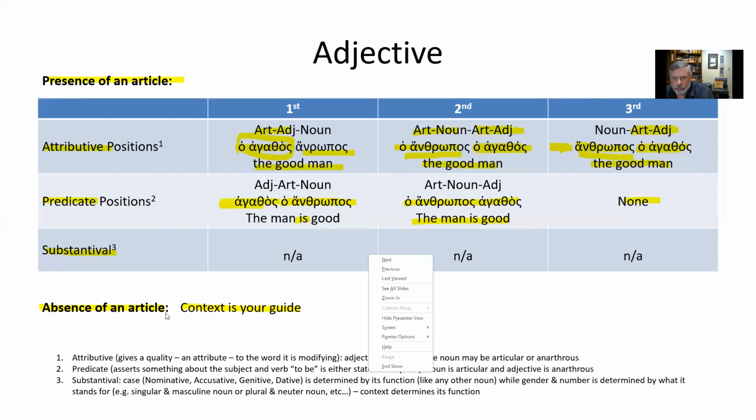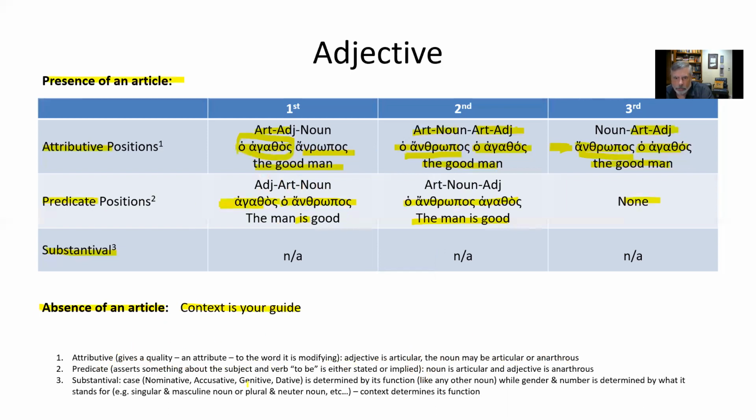Hopefully that helps. Let's see if there's anything down here. Attributive gives a quality, an attribute, to the word it's modifying. The adjective is articular. So we said the adjective is articular, with the article. The noun may or may not be articular. It may be articular or called anarthros, which means there is no article. And so we see here it's anarthros. The noun is anarthros. Here it is articular. Here the noun is anarthros.